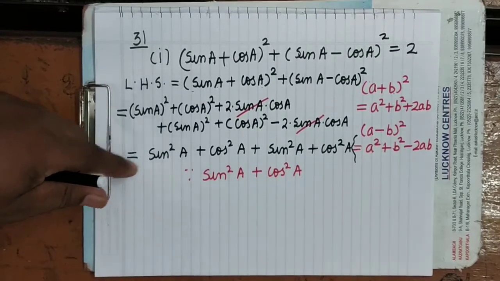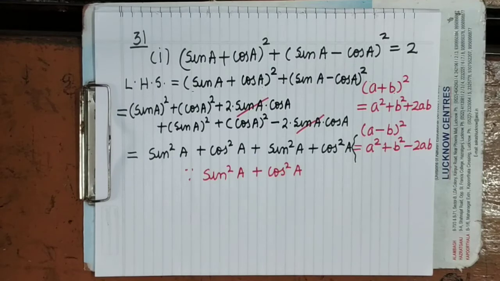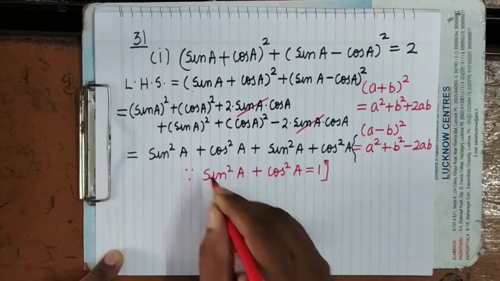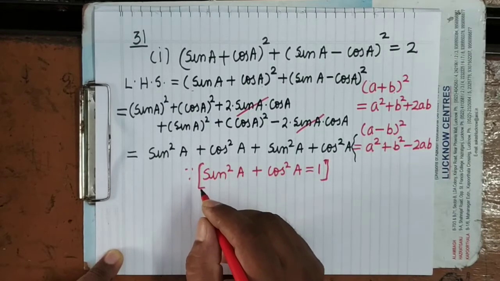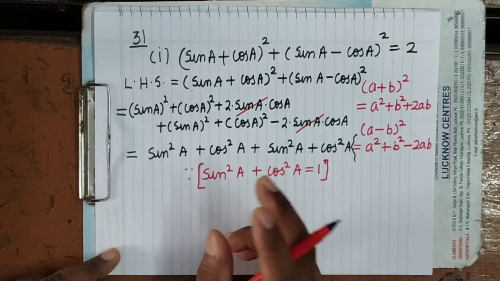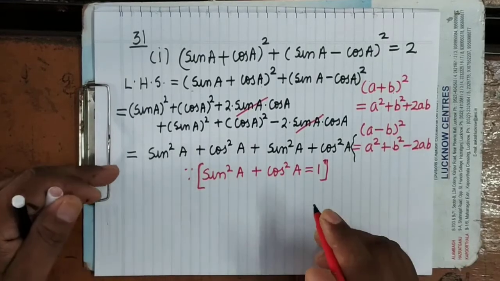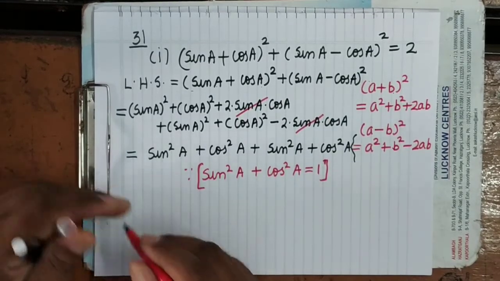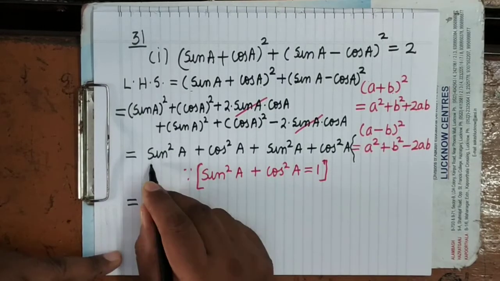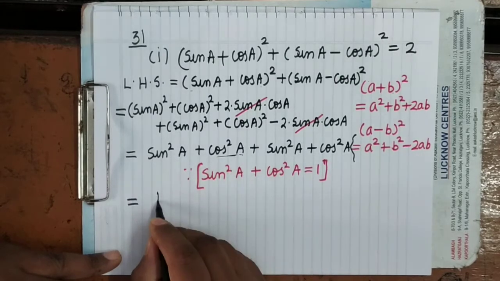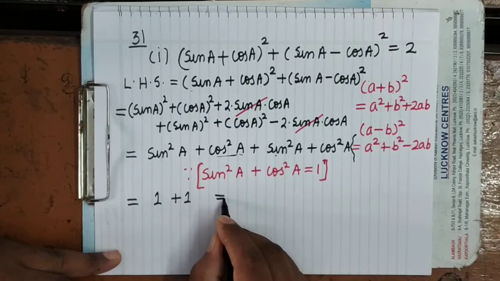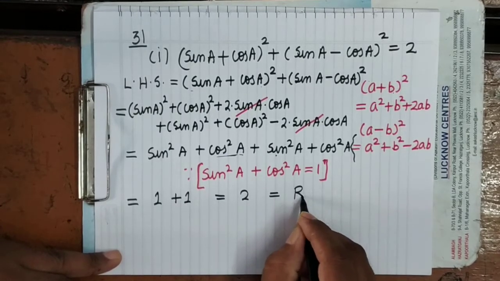There were 3 identities: sin square A plus cos square A equals 1. What were the remaining 2 identities? 1 plus tan square theta equals sec square theta, and 1 plus cot square theta equals cosec square theta. Here I have used the first identity. So sin square A plus cos square A equals 1, so these 2 terms equal 1. Similarly these 2 terms also sum to 1, so the total equals 2, which is the RHS.